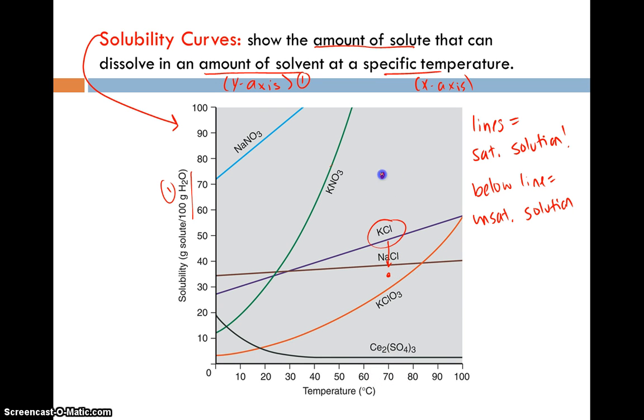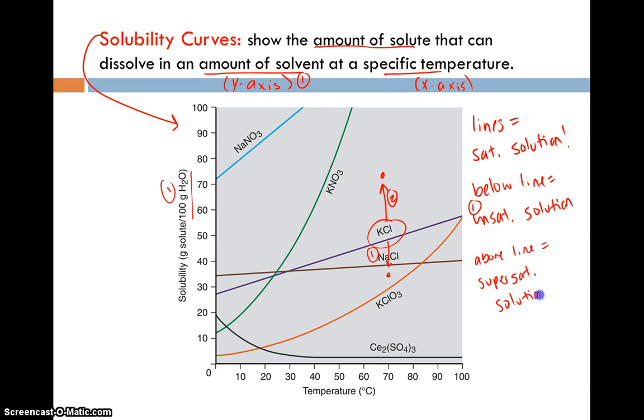What that means is I have more KCl than my water can actually hold. So if I have more than my water can hold, that would mean I'm supersaturated. So if I'm above the line, that would equal a supersaturated solution.